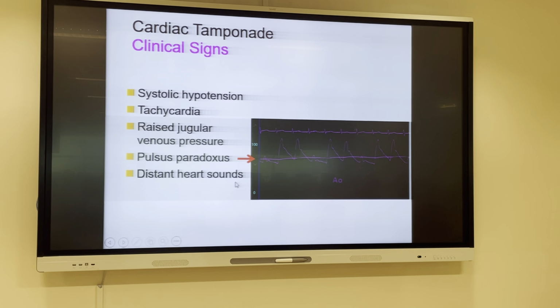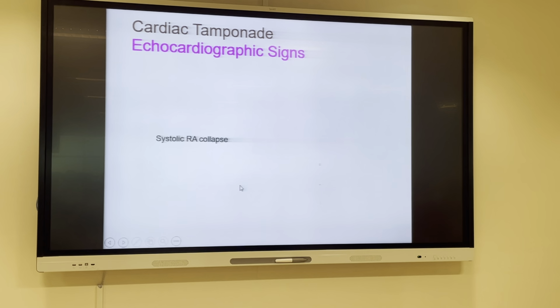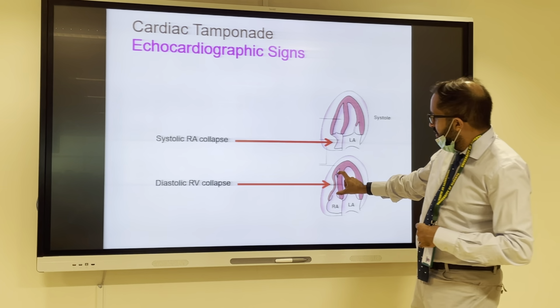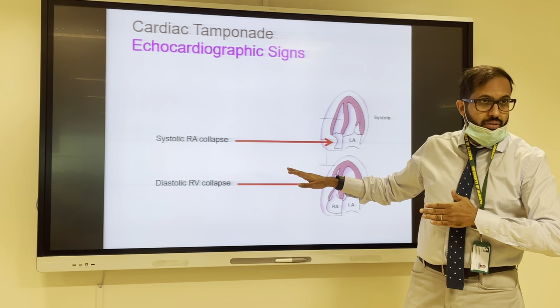This is how it looks in the ECG. These pulses are alternating. And this is what we talked about in echo. You see the right ventricle collapse in diastole.